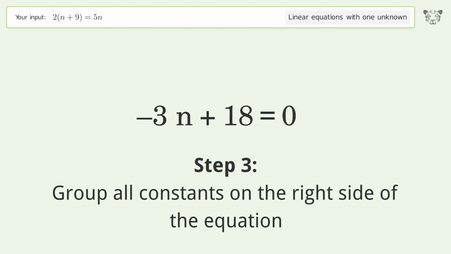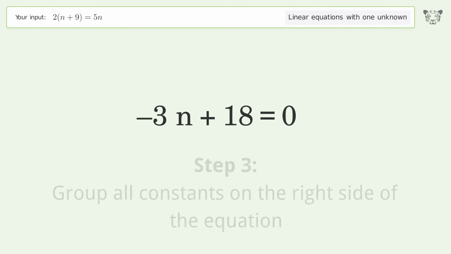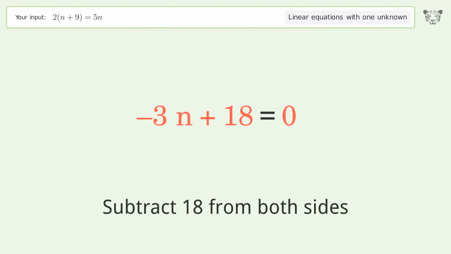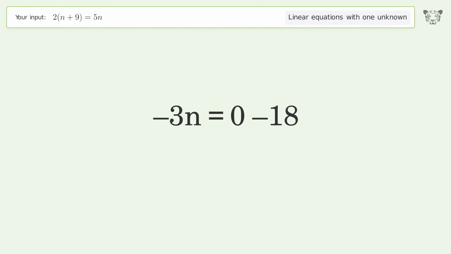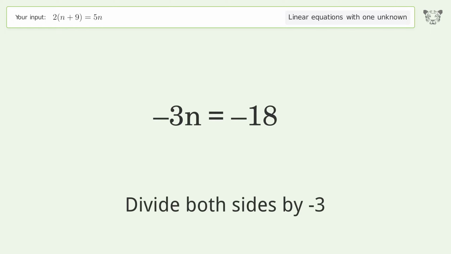Group all constants on the right side of the equation. Subtract 18 from both sides. Simplify the arithmetic. Isolate the n. Divide both sides by -3.